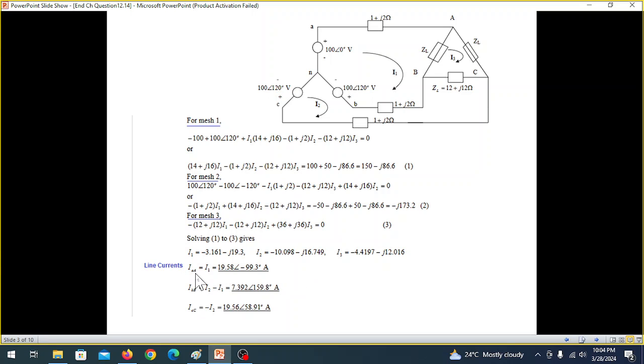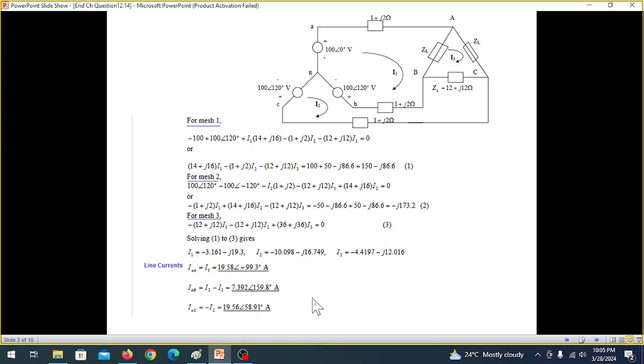And then using this logic that IAA is I1, he has written I1, but IBB is actually going from here, B to B, that means I2 minus I1. So that is what he has written and got the answer. And the third answer he has got, ICC, is the opposite of I2. You see, I2 is coming like this, and ICC is going from here to here. So we have used a minus sign.